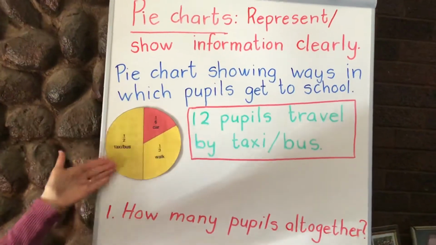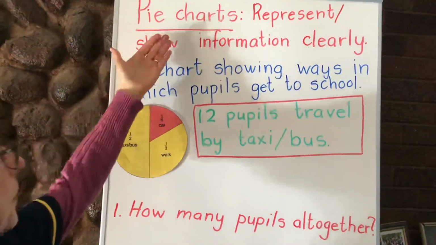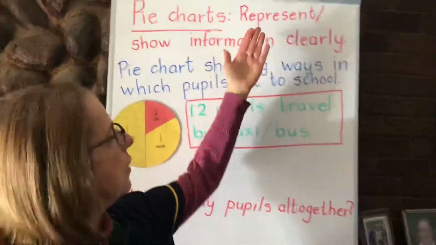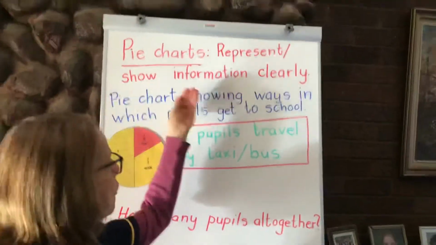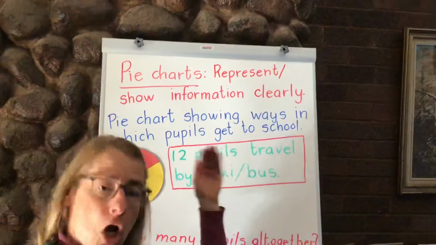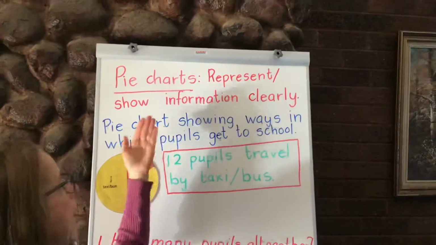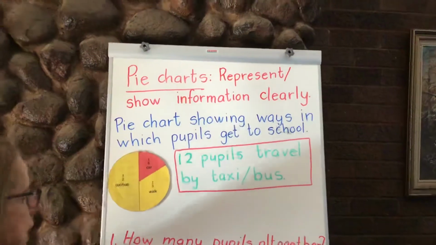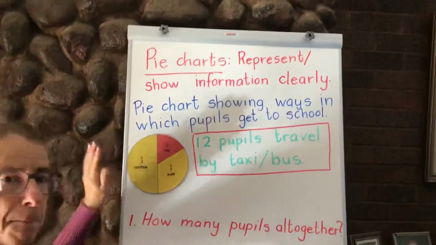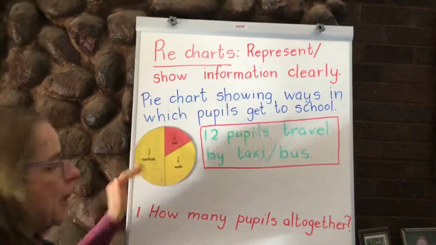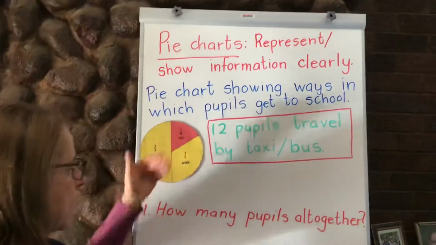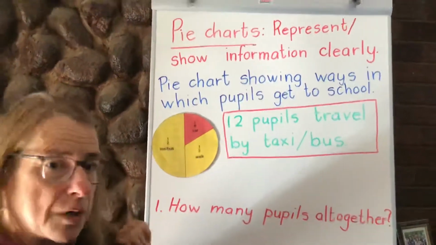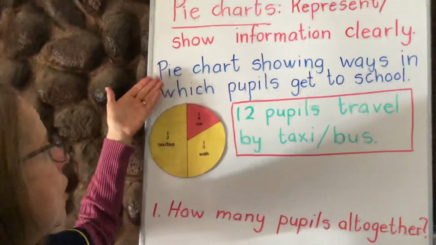Now the reason why we use pie charts, I've written up here to remind us, because they represent or show information clearly. Data is another word for information, and they show our information very clearly when we're trying to compare which is the most perhaps and which is the least. So we're going to have a look now and see how we can solve this one very carefully together. So let's have a look.